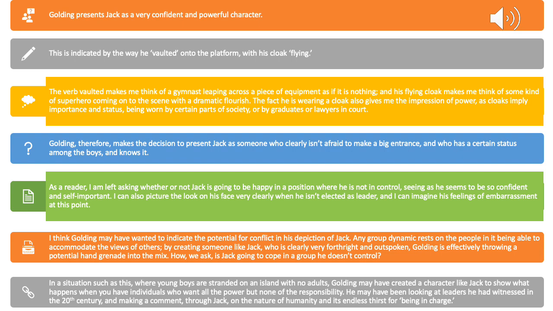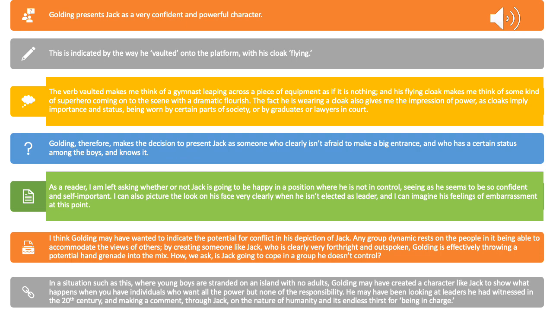So, I've explained my opinion on Jack, I've given my evidence, and I've explained why that evidence leads me to that conclusion. Now I'm linking back to the question in the blue box. So Golding, therefore, makes the decision to present Jack as someone who clearly isn't afraid to make a big entrance, and who has a certain status among the boys and knows it.